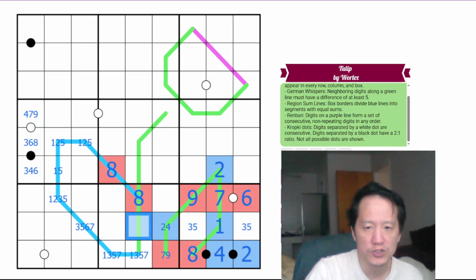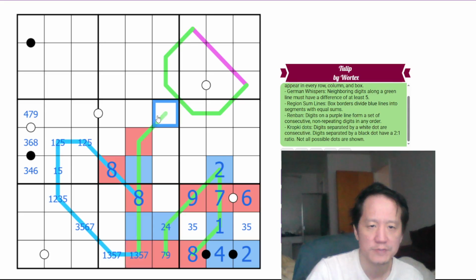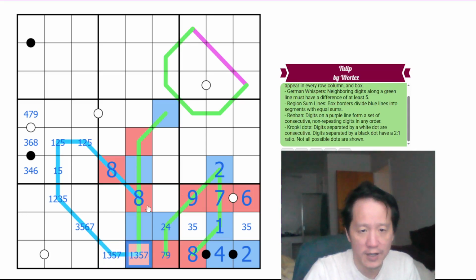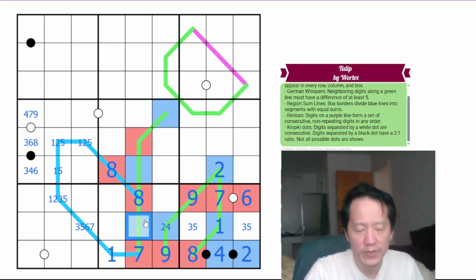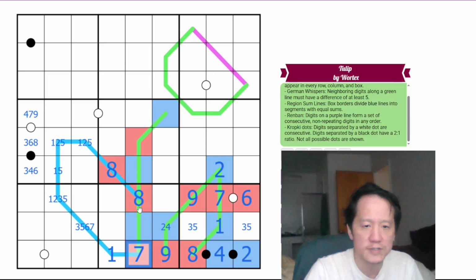This must be a low digit because we only have low digits next to high digits on a German whisper line. This must be high, and this must be high, and this must be low then. Well, of these digits, which one's high? The only one that's high is the 7 here, which makes this 1 to add up to 8. This can't be 7 anymore, therefore it's 9. This is a low digit between 8 and 7, and there is not a 1 possible. Therefore, this must be a 2, which makes this a 4.